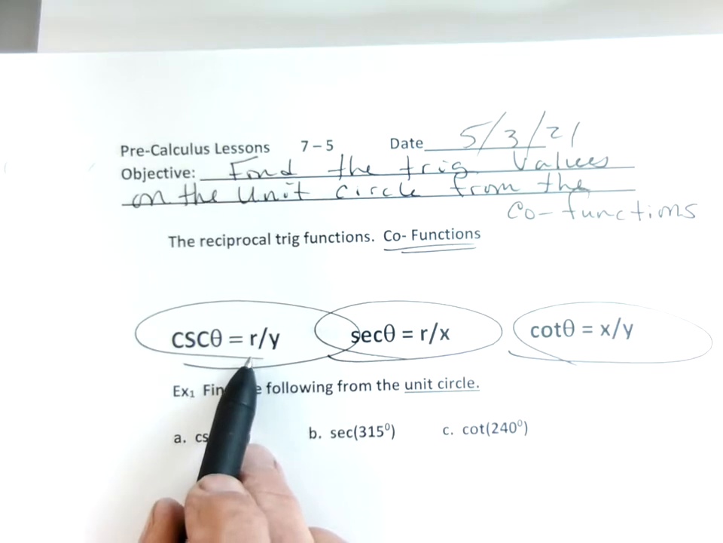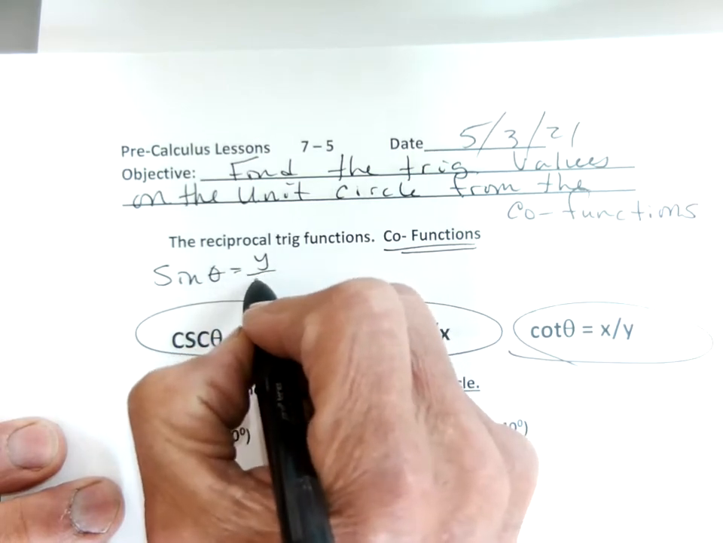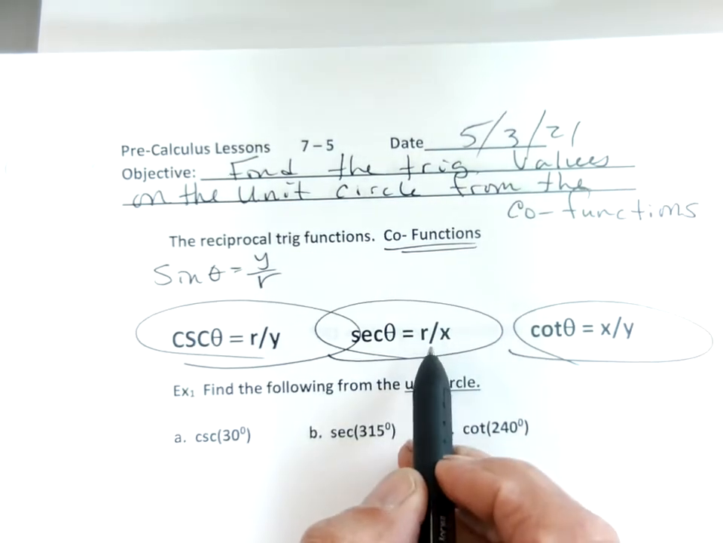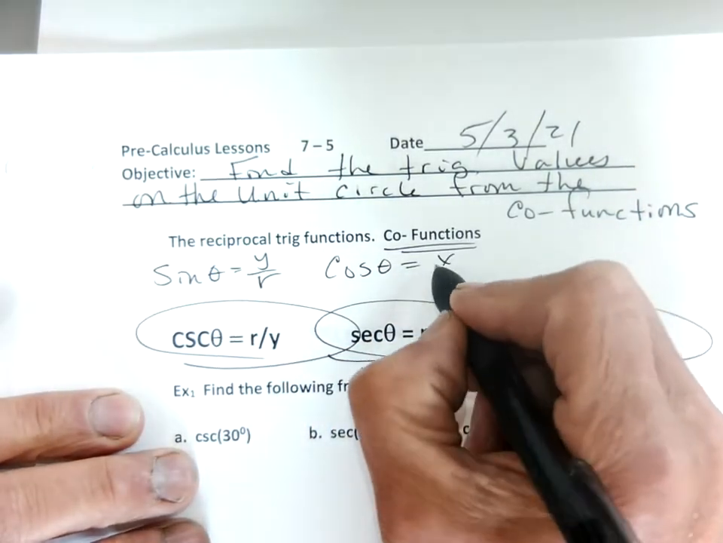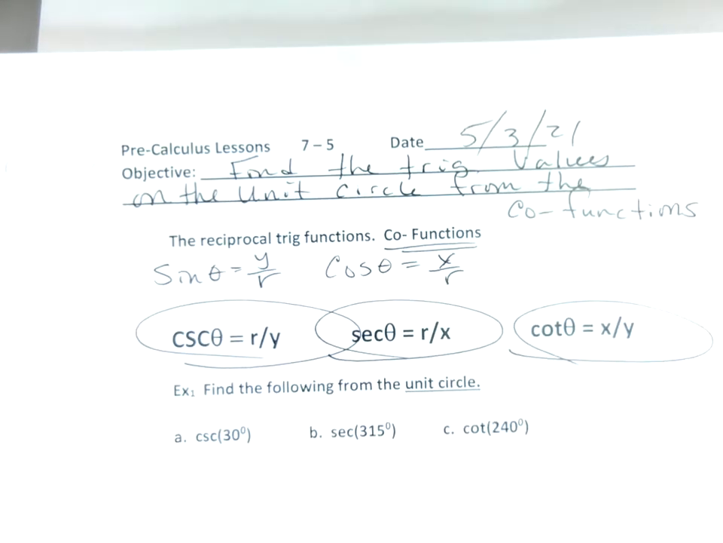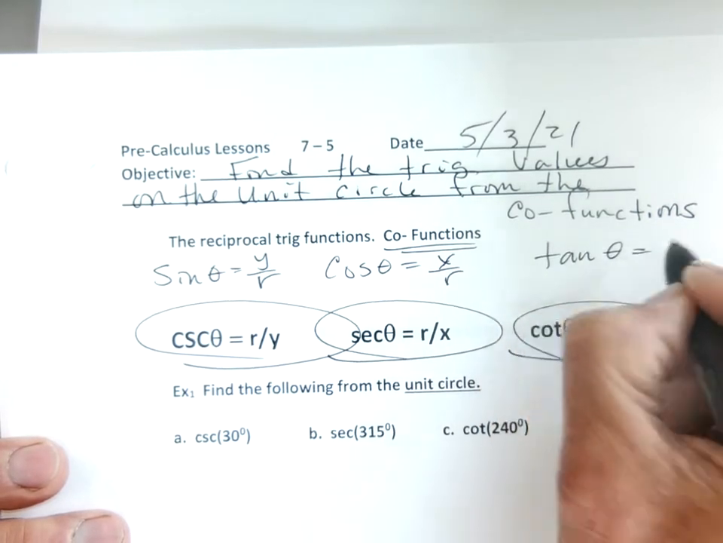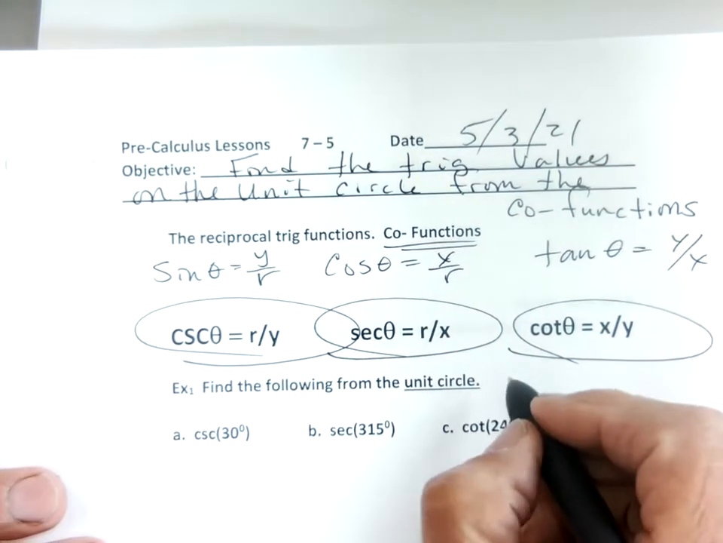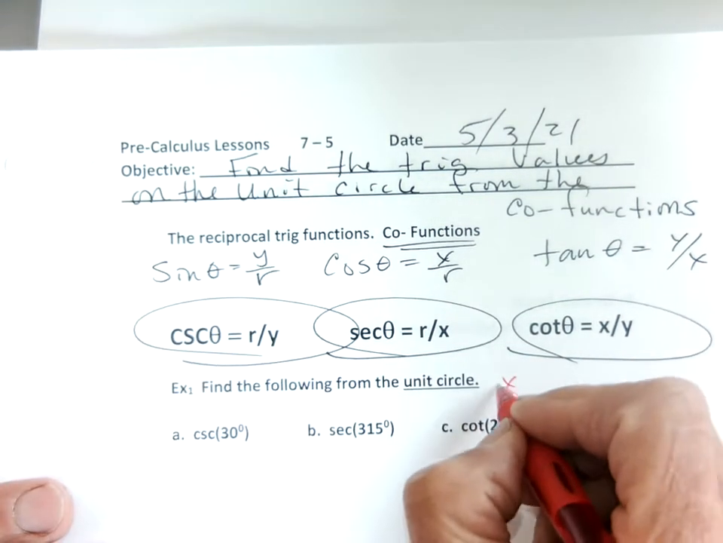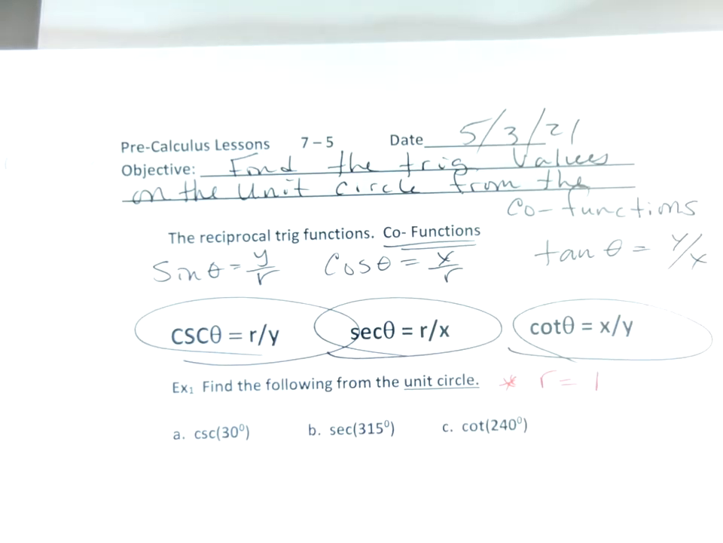Cosecant is the cofunction of sine, okay? Because sine of theta is the y over the r. Secant is the cofunction of cosine, because cosine of theta is the x over the r. And cotangent is the cofunction of tangent. So I know tangent of theta is the y over the x, okay? We know that. So if we have to use the unit circle, then we know that the radius, I'll put this in red, we know the radius is 1. That makes it easier, okay?